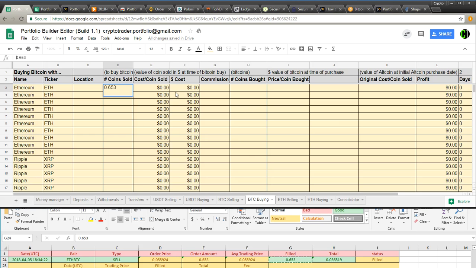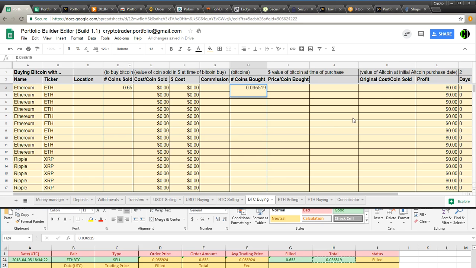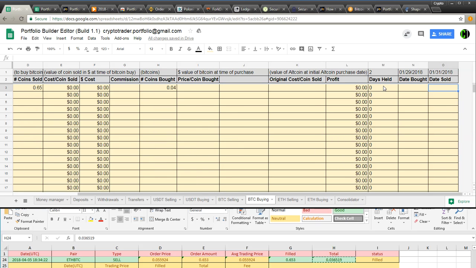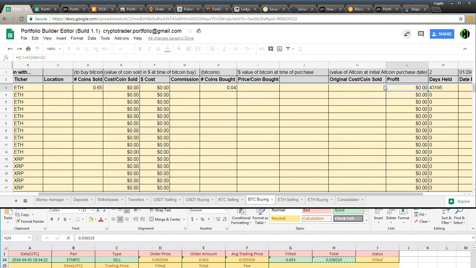Paste in the number of coins sold. Paste in the number of coins purchased. Come over here to the date sold. And voila, this will automatically update. We can throw in the commission cost by multiplying the cost rate against the total cost in column F, and then we'll have to go see what our original cost of Ethereum was to figure out the true profit loss.